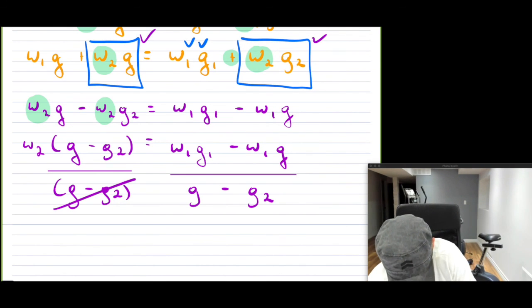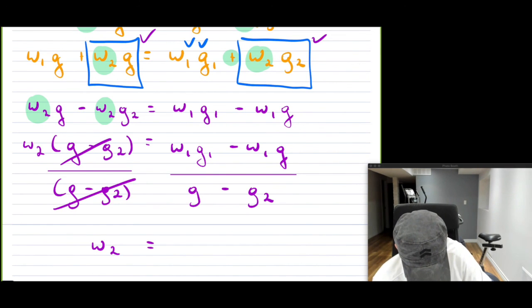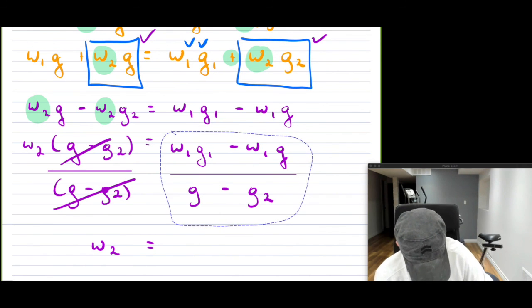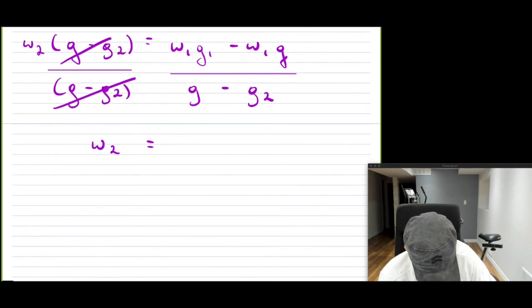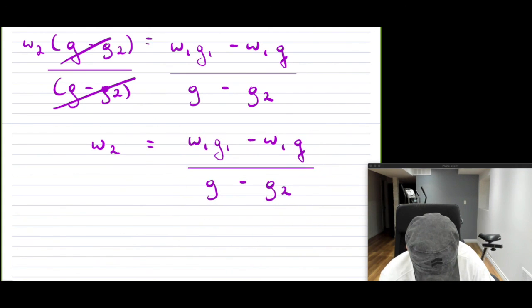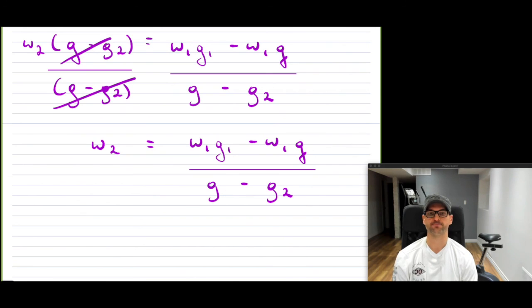This will cancel, and there you have it. W2 is equal to, now I can copy this down. I'm going to cheat so I don't have to rewrite this again. So this is what I'll have. All right, and that would be it for this one. Okay, so let's try another one coming up.